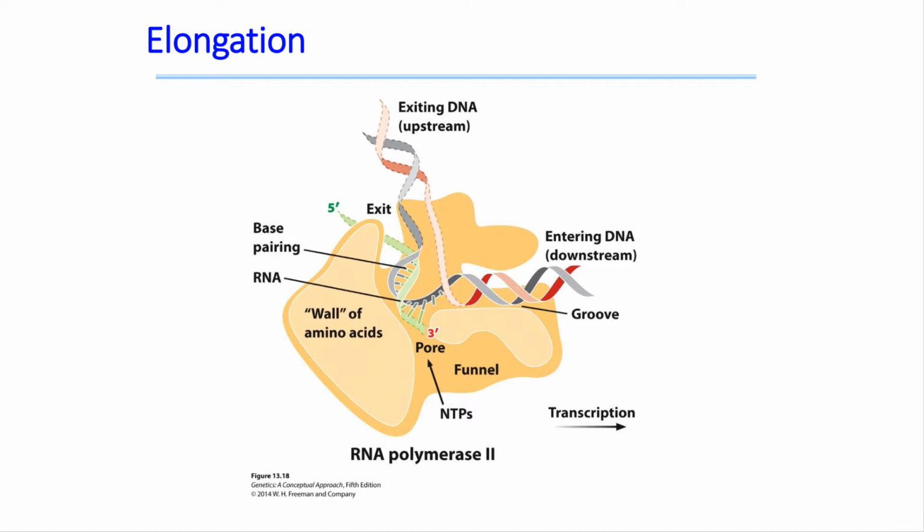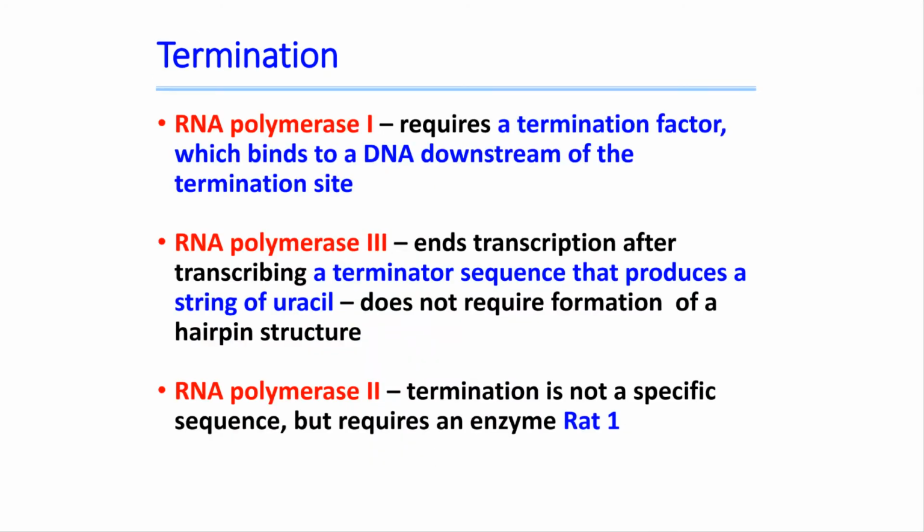Now, the DNA double helix enters through the groove here into the enzyme core. It's unwound, and the nucleotides are added according to the template sequence; the nucleotides enter through this pore, funneled in through the pore. Once the RNA is synthesized on the DNA template, it's separated from the DNA and exits through another groove, and the DNA is rewound. The three RNA polymerases use different mechanisms to terminate transcription.